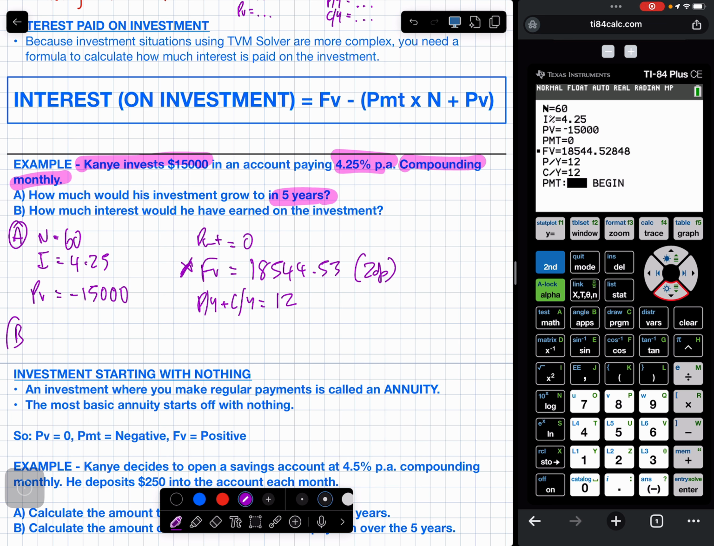At B, how much interest did he earn on the investment? What did he put in the first place? Good. So if I want to know the interest, I go, what did it grow to minus what he put in the first place. So he would have earned $3,544.53 of interest if he put 15 grand in the account and left it alone.